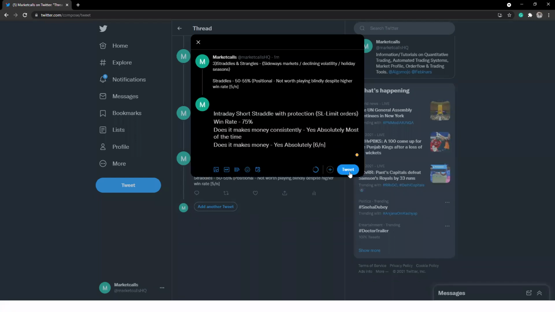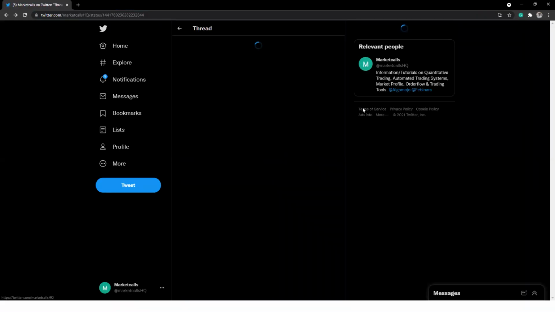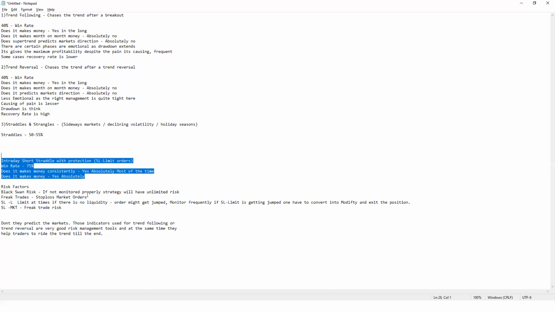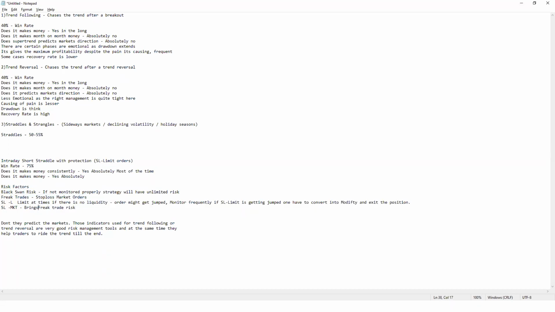So these are generic gains, but one has to dig deeper if you are really curious about option-based trading systems. The risk factors are black swan events, free trade risk, SL limit orders at times when there is no liquidity, and SL market orders bring free trade risk. NSE is banning SL market orders starting from 27th September onwards.